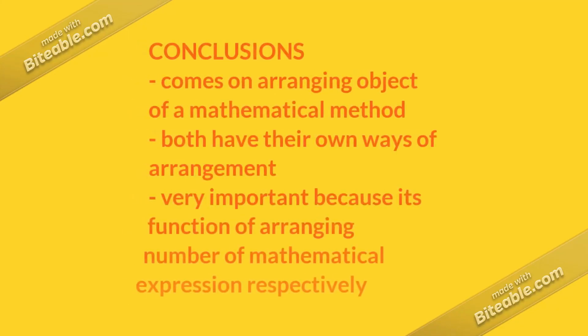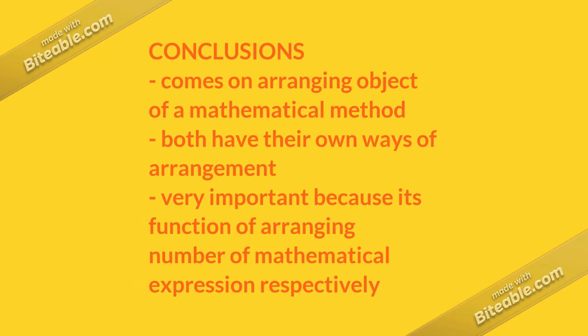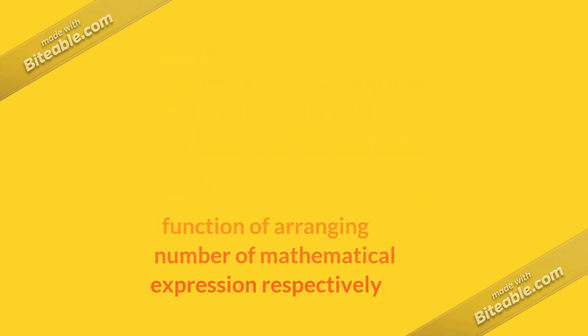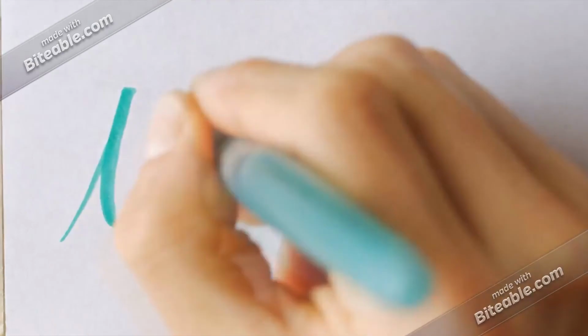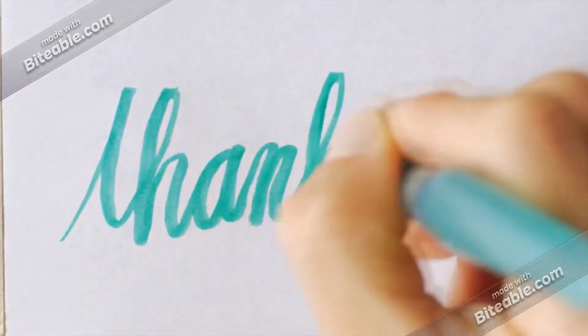Based on the scenario, even though permutation and combination are different methods when it comes to arranging objects, both have their own way of arrangement. It is very important because it functions to arrange numbers and mathematical expressions respectively.